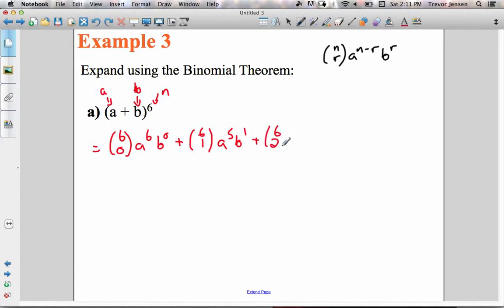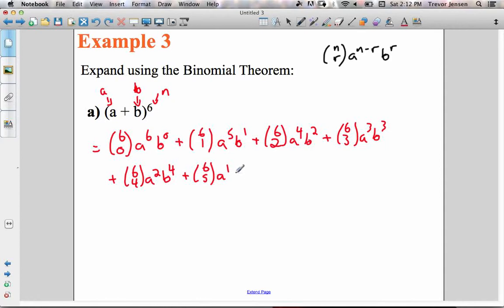6 choose 2. a to the n minus r, so 6 minus 2 is 4. b to the r, which is 2. Hopefully you're noticing the pattern. The exponents of a are decreasing by 1, and the exponents of b are increasing by 1. So 6 choose 3. a to the n minus r, so 6 minus 3 is 3. b to the r is 3. Plus 6 choose 4. a to the n minus r, 6 minus 4 is 2. b to the r, which is 4. Plus 6 choose 5. a to the 6 minus 5, which is 1. b to the r, which is 5.